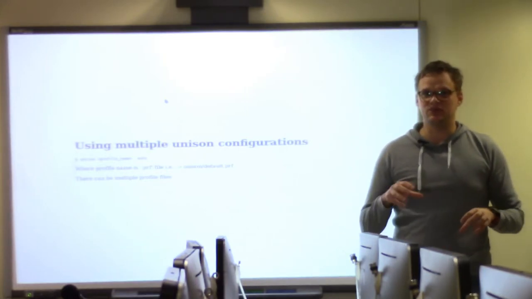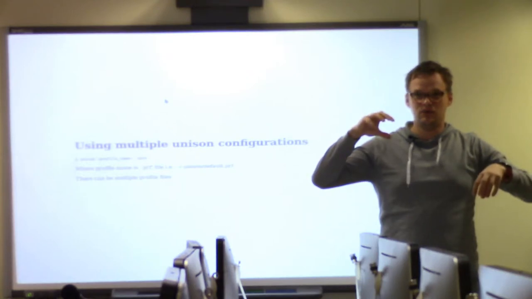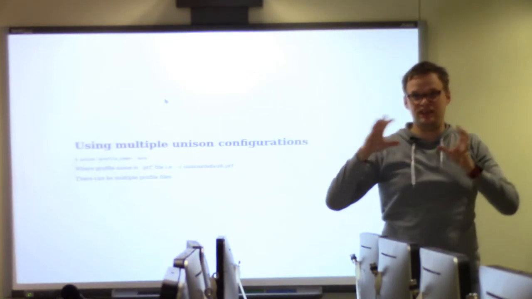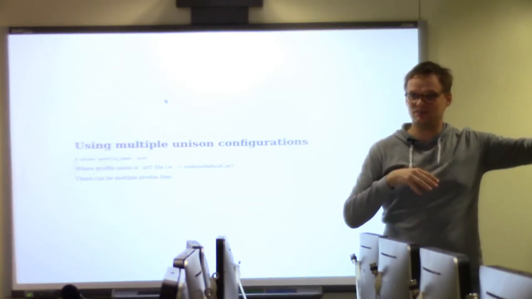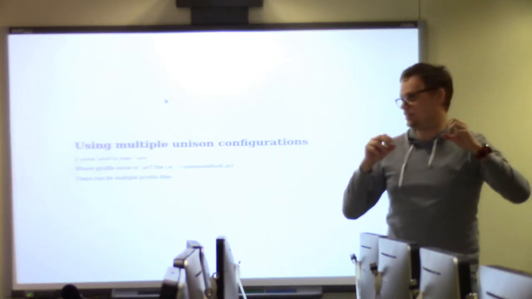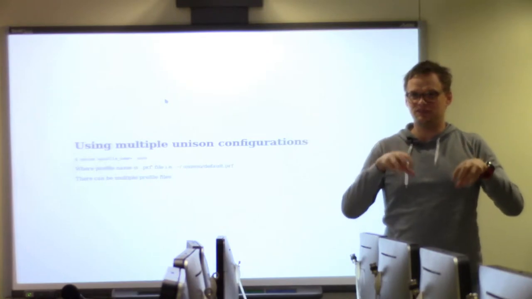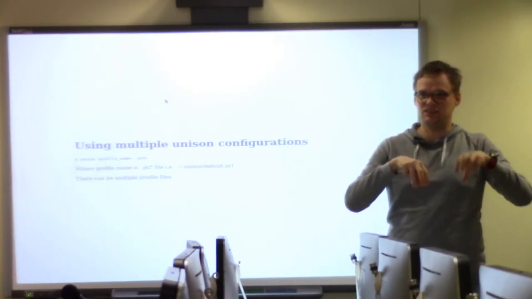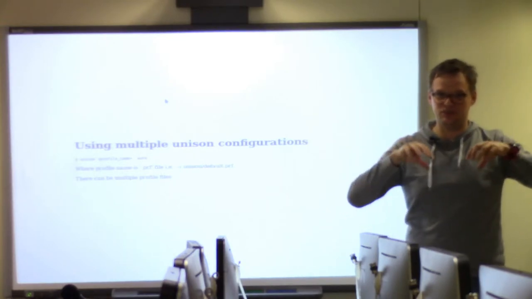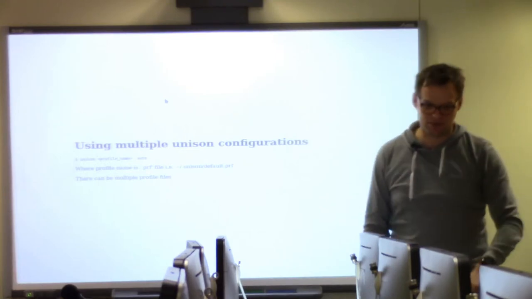Then it's also possible to have multiple Unison configurations. So if you're synchronizing one system to one server and the other directories to the other server, you can have multiple files and just do that. So I guess if you work for different organizations and each organization wants to work on those files, you can do that. You can synchronize those two sets of files separately.